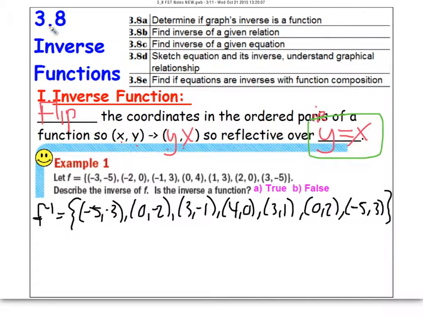Now they want to know if the inverse is a function. This is great review. Remember, a function says for every single x value I put into the equation or the function or the relation, I will get the same y value. So you're going to have to see if we have multiple x values. Here we have x going in as -5. One time the answer is -3, the other time it's 3. Again, definition of function: for every x, there's exactly only one y.